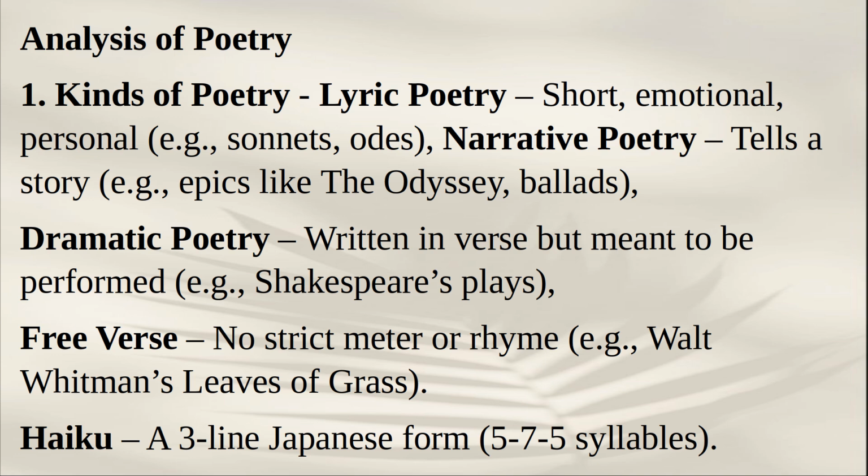The first step is to ascertain the kind of poetry. It can be lyric poetry, short, emotional, personal, or it can be narrative poetry, telling a story, or dramatic poetry, written in verse but meant to be performed, or free verse, no strict meter or rhyme, or a haiku, a three-line Japanese form. Examine what kind of poetry it is. Is it a sonnet, 14 lines usually about love, a haiku, a tiny snapshot of a moment, or a free verse poem that flows like a conversation? The form often hints at the poet's intent.